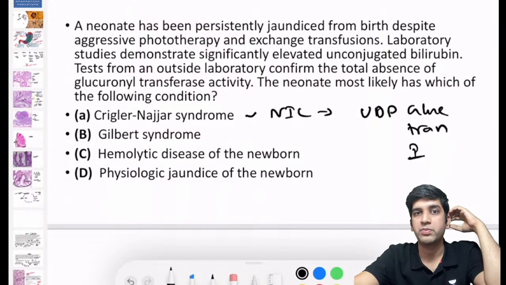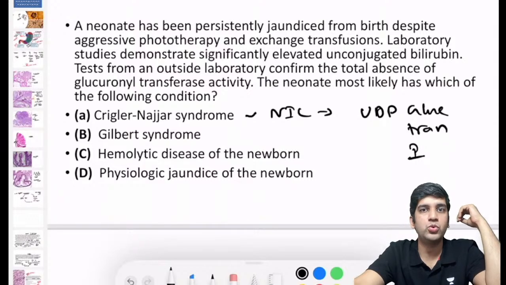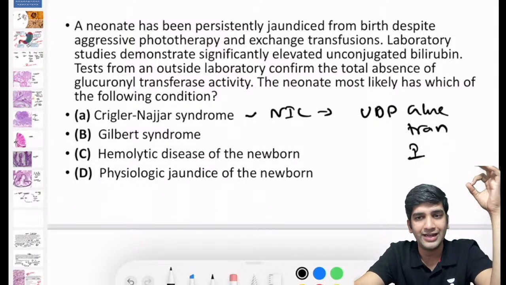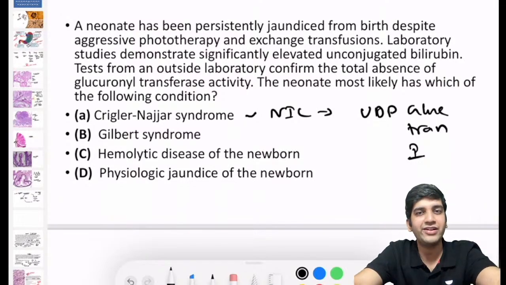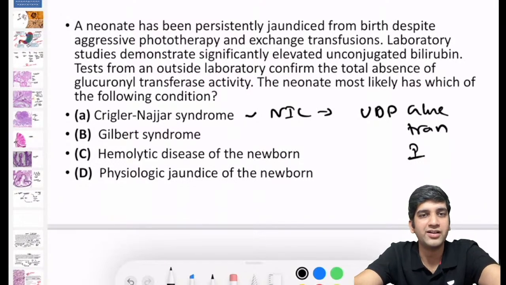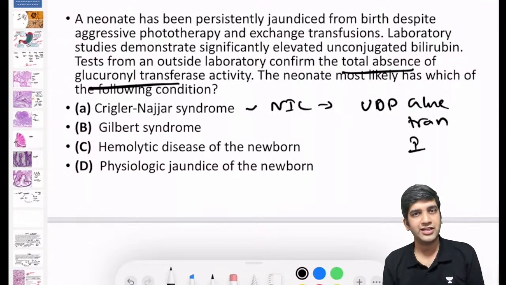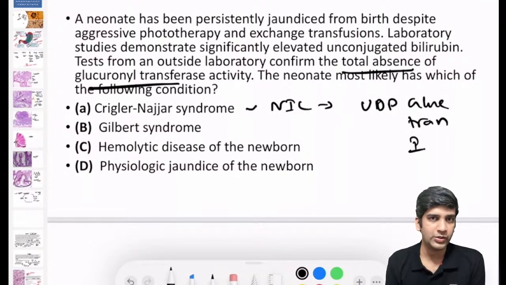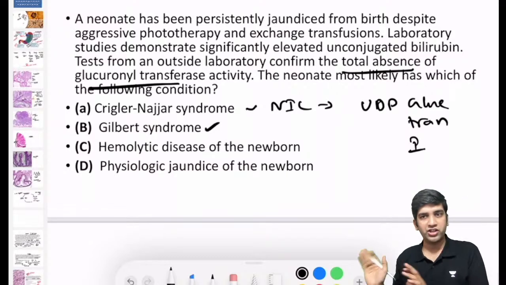Type 2 will not present during neonatal life. Type 2 will take its own sweet time because type 2 is not zero enzyme activity, it is reduced enzyme activity, right? The kids can grow, they'll have icterus, but not requiring aggressive phototherapy or exchange transfusion. And it says that it's total absence. When it's total absence of glucuronosyltransferase activity, definitely it is type 1 Crigler-Najjar only, fine? Okay. What gene is mutated in Gilbert syndrome?